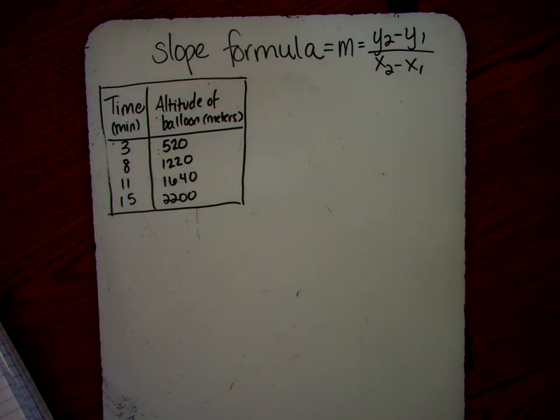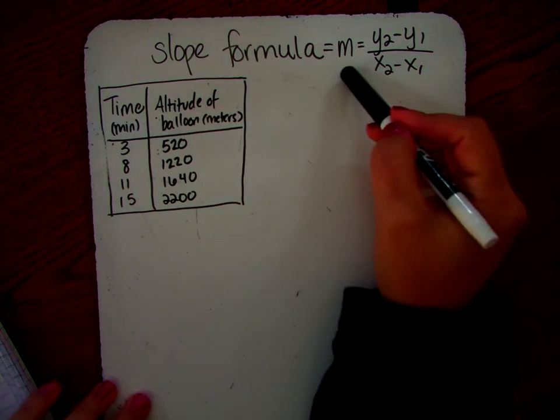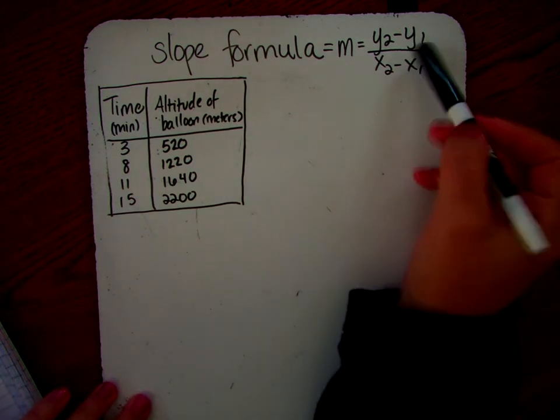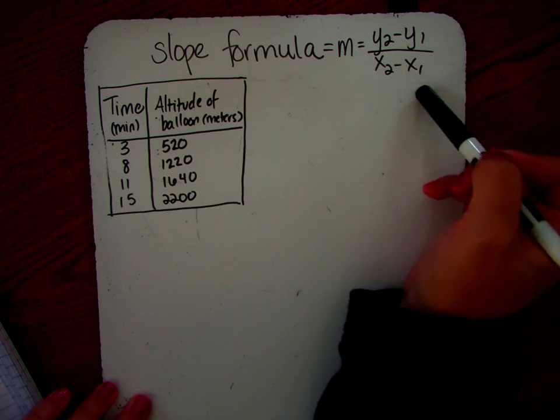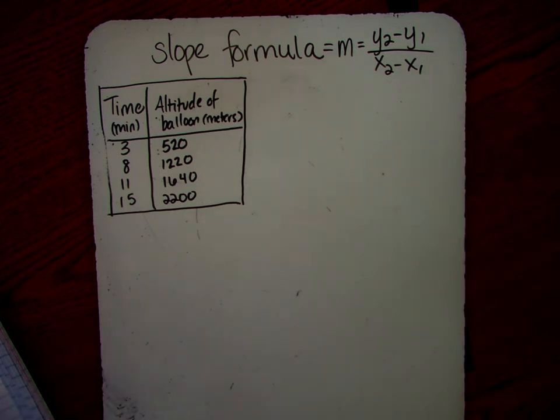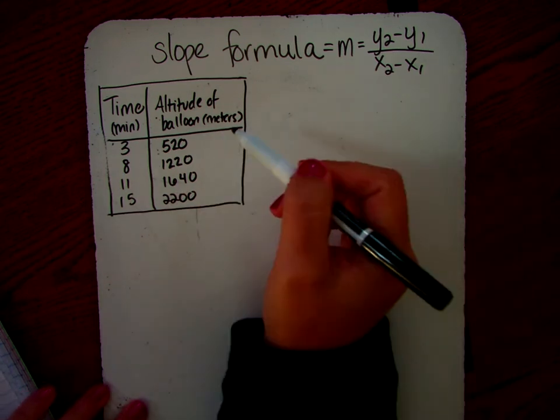Okay guys, today we are going to talk about slope formula. And our formula is m, which represents slope, equals y2 minus y1 divided by x2 minus x1. So they may give you a table of information.